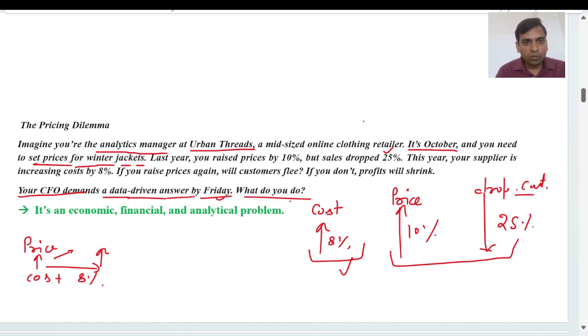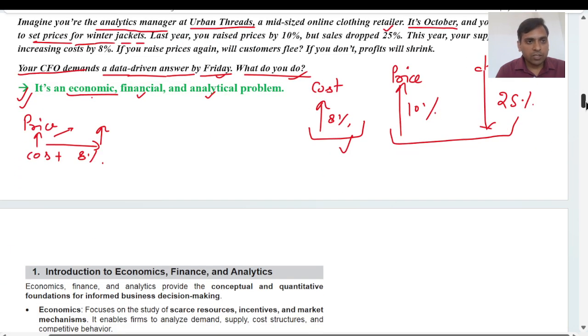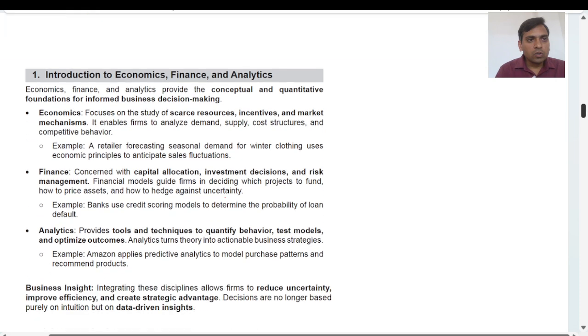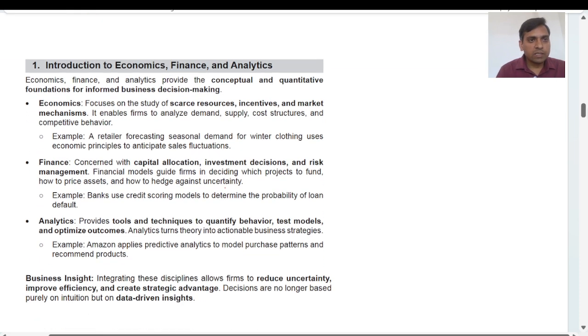And what do you do? This is an economic, financial, and analytical problem. How will we solve this problem with the help of economic, financial, and analytical tools? We will see all these parameters in this lecture. First, in the introduction part, we will see these three parameters: first is economics, second is finance, and third is analytics.